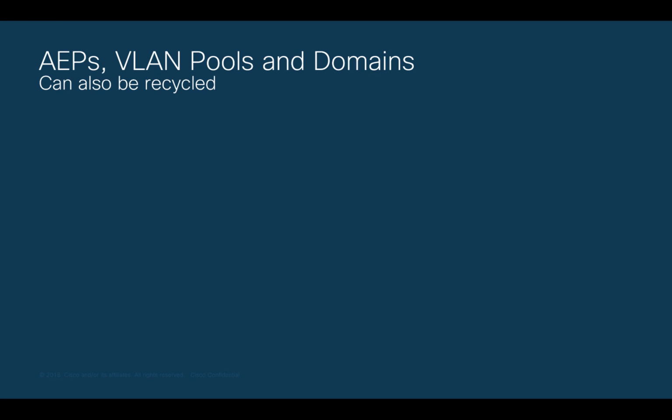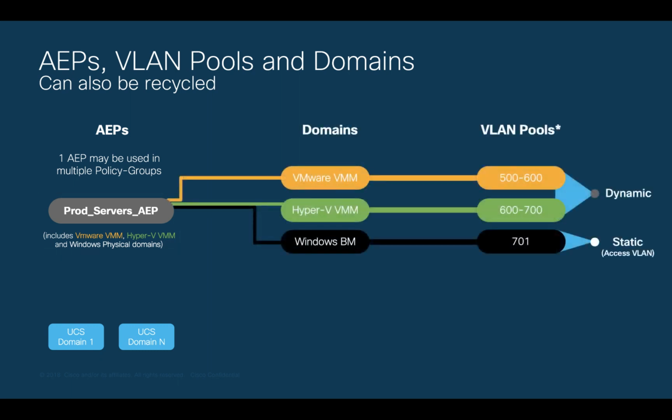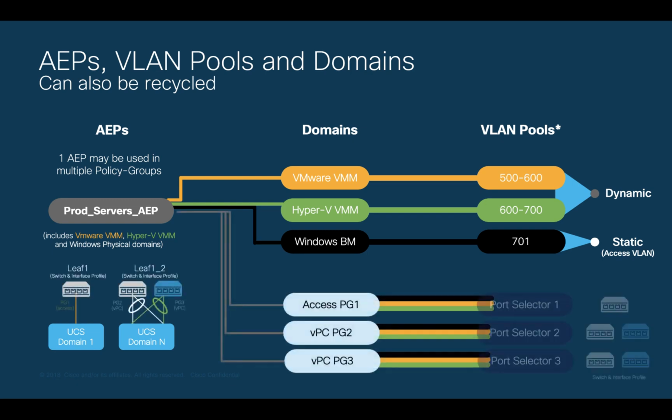Let's show a quick example to put everything together. Let's think you have all your production servers running on VMware, Hyper-V, and bare metal on different blade server enclosures all across your network. Instead of creating the same network configuration multiple times, you just have to define the AEP once, including all 3 domains and VLAN pools, and then you can reuse all of them by attaching the same AEP to any access, VPC, or port channel policy group you may need.